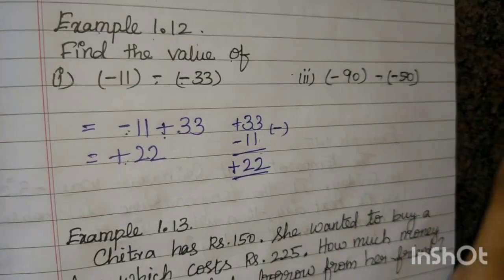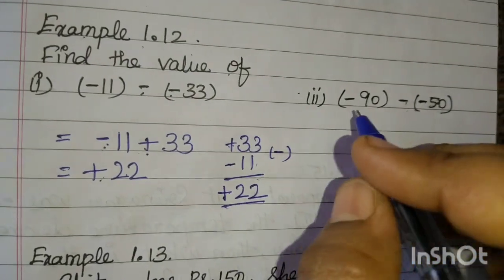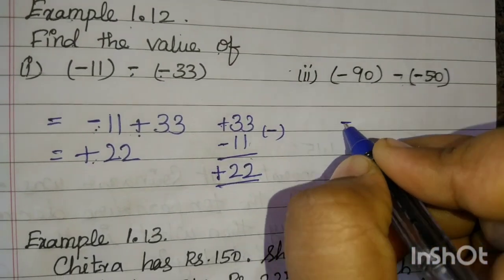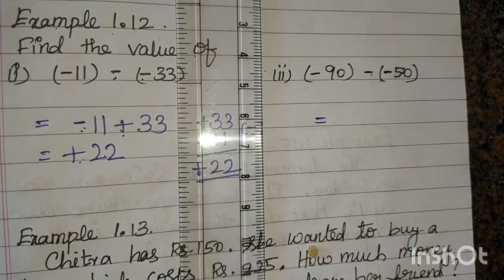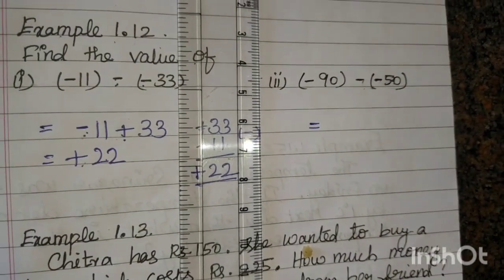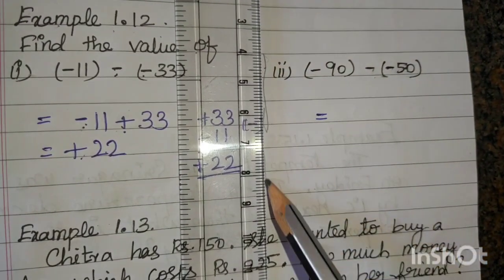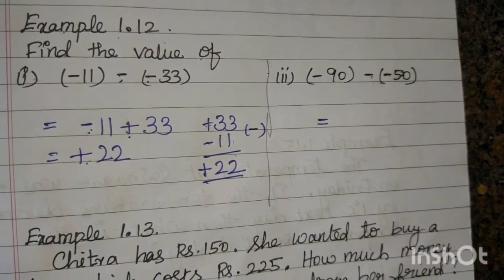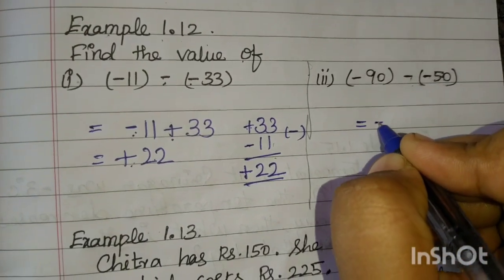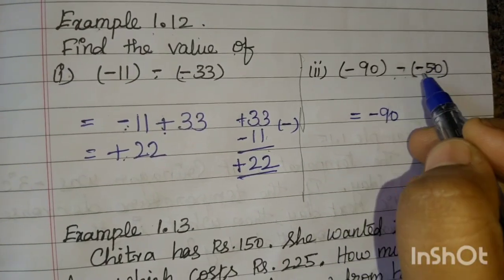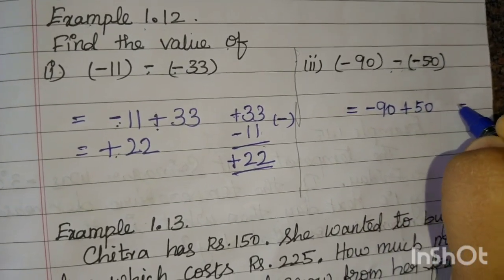Okay, are you clear? So in the same example, this is the second sum. Now you write it here. I just give one line here. Now minus 90 they gave as the first number. Minus into minus is plus, so 50. So here you do the subtraction.